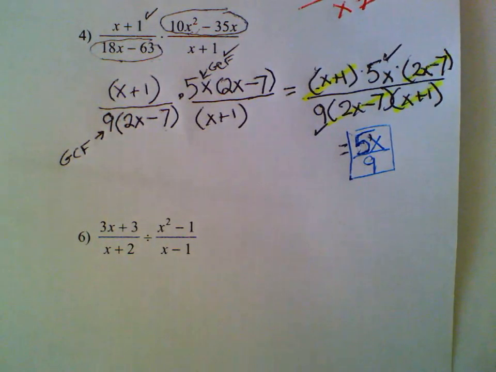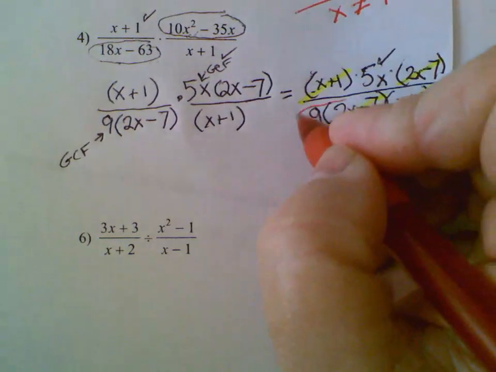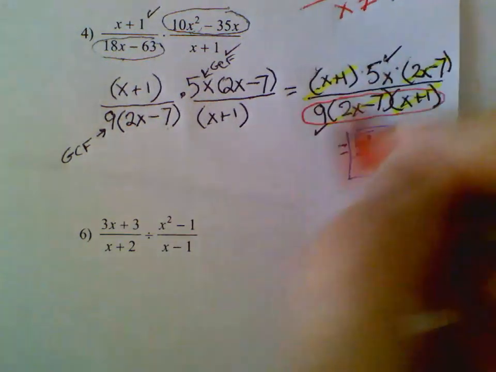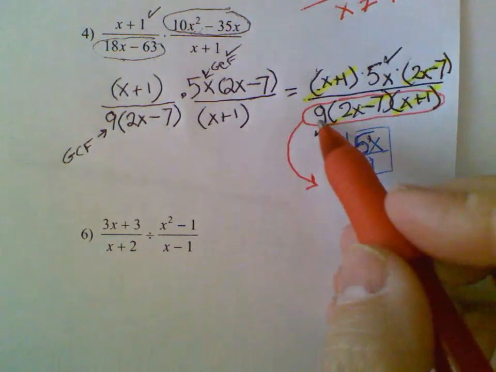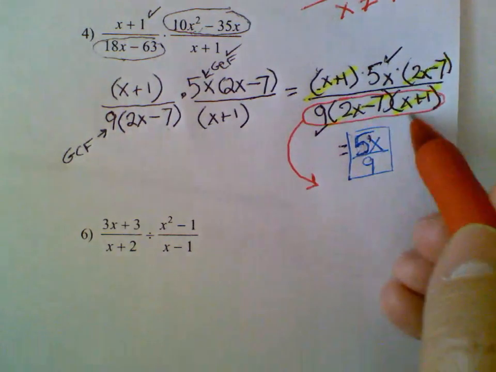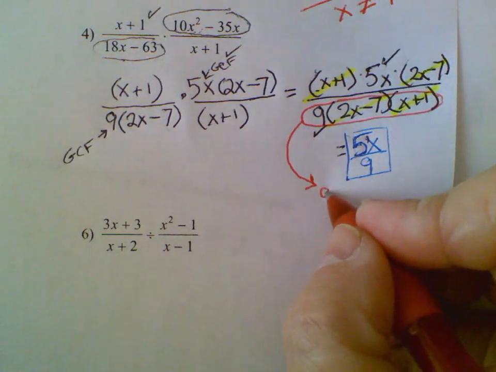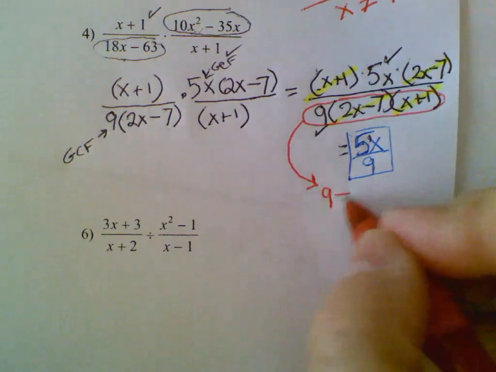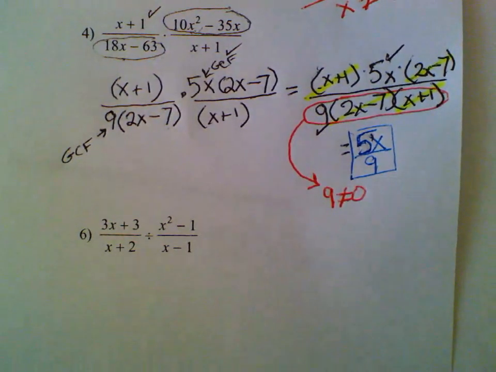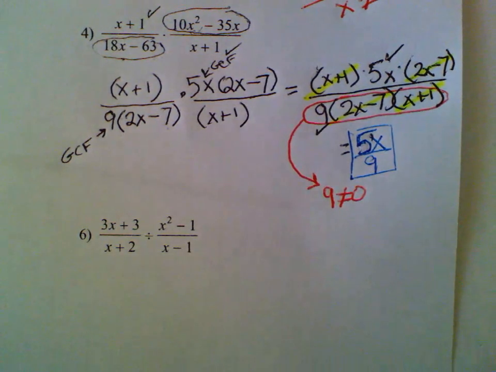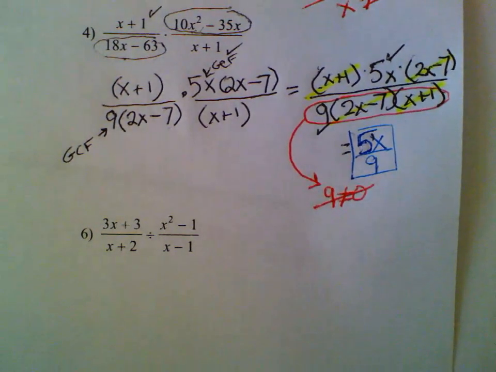But I do still need to do the domain restrictions. So I'm going to look in the denominator. That always gives me the domain restrictions. Now, I have three factors, 9, 2x minus 7, and x plus 1. I have to set them all not equal to 0. But if I say 9 not equal to 0, that's just always true. There's nothing to solve for. There's no variable. So I don't need to do anything with that.